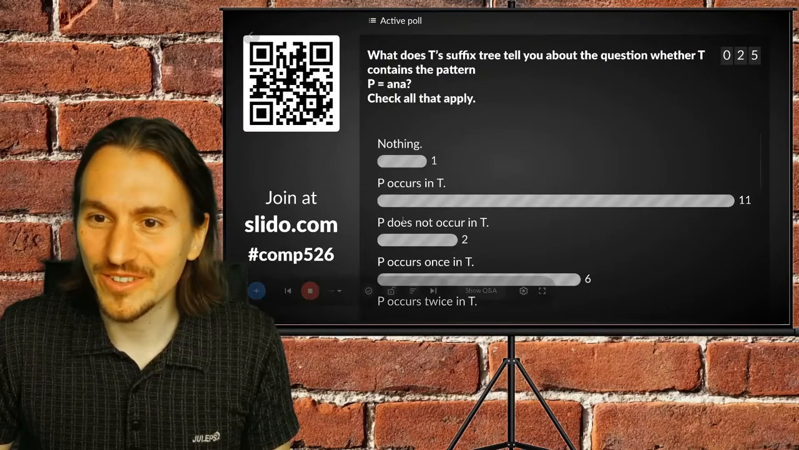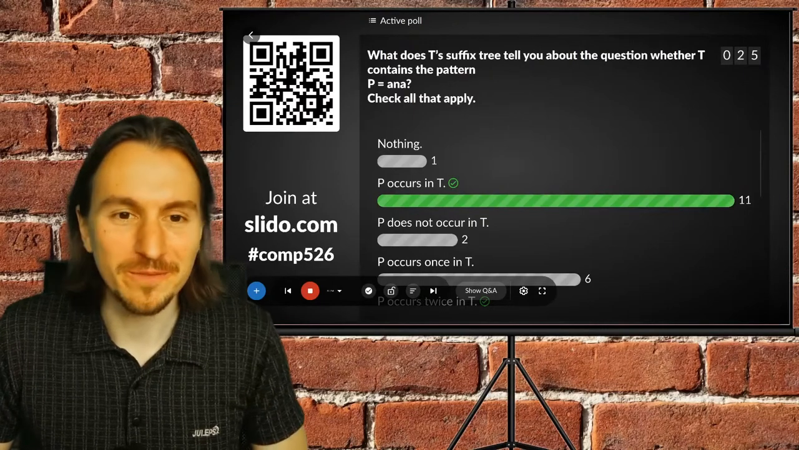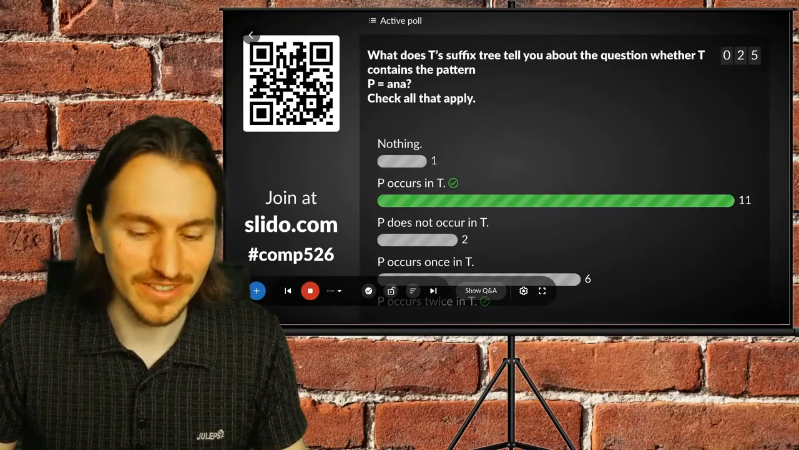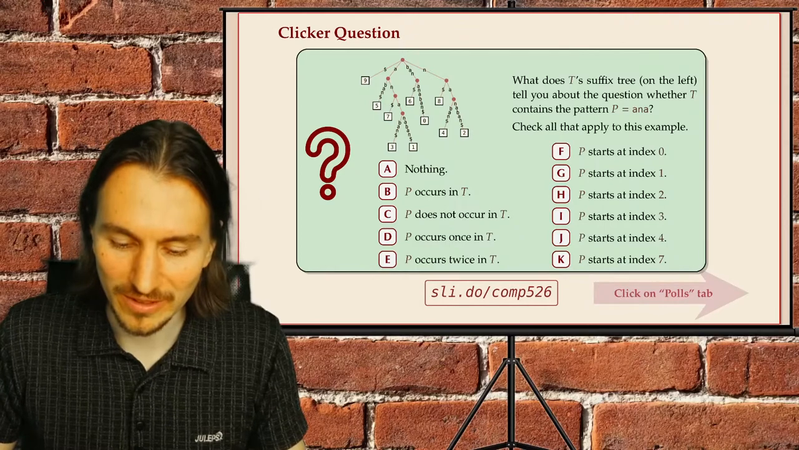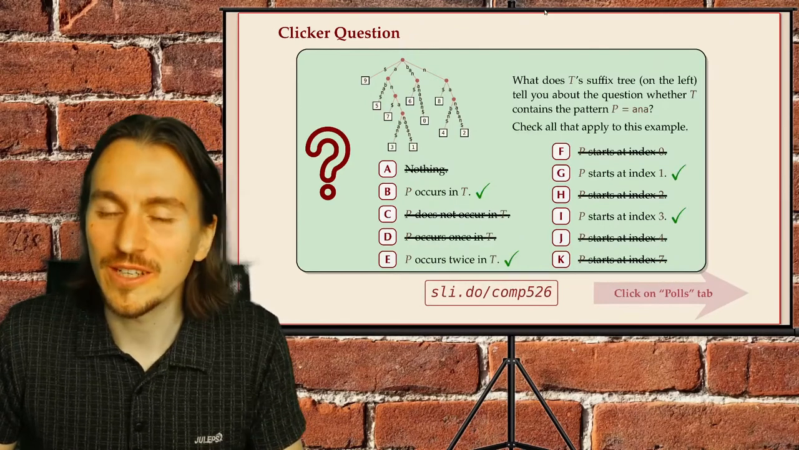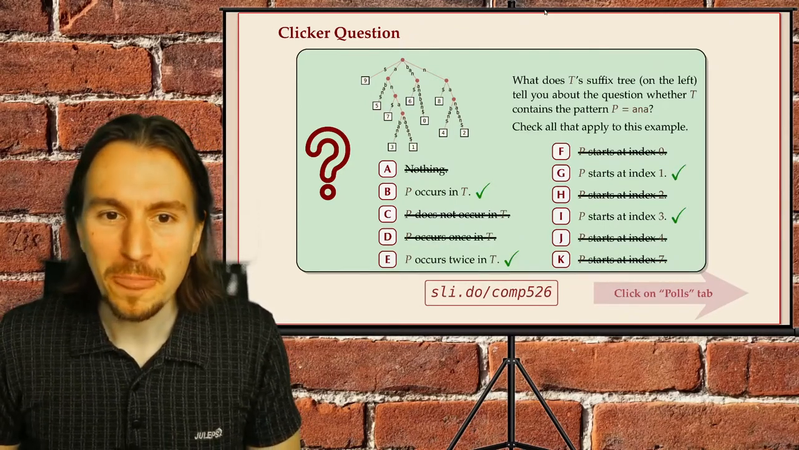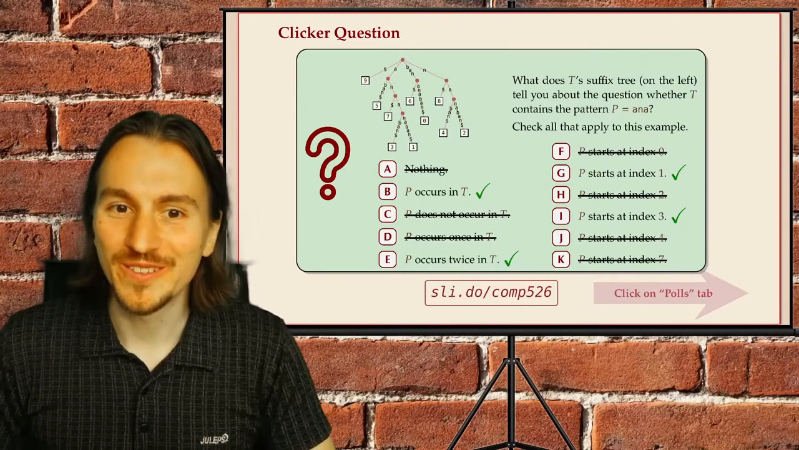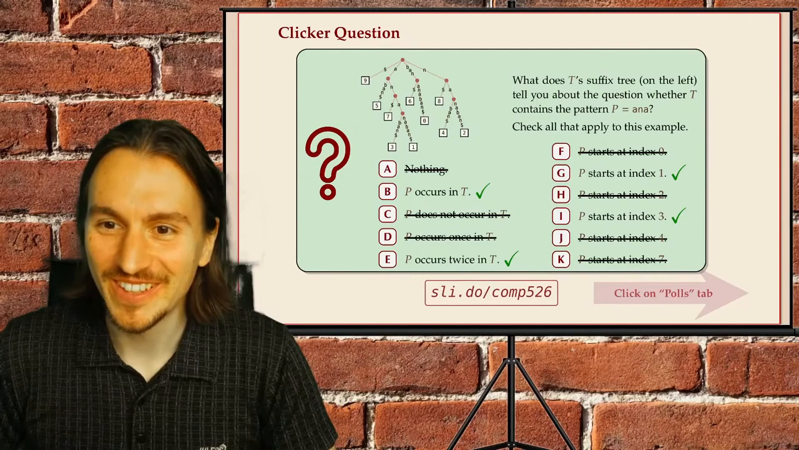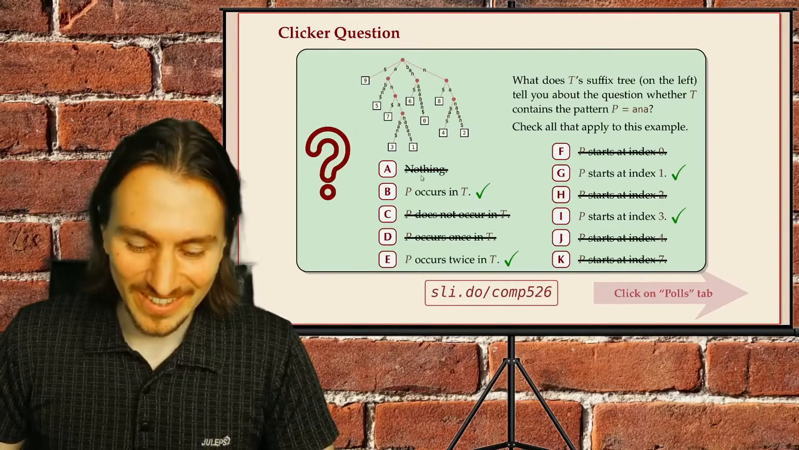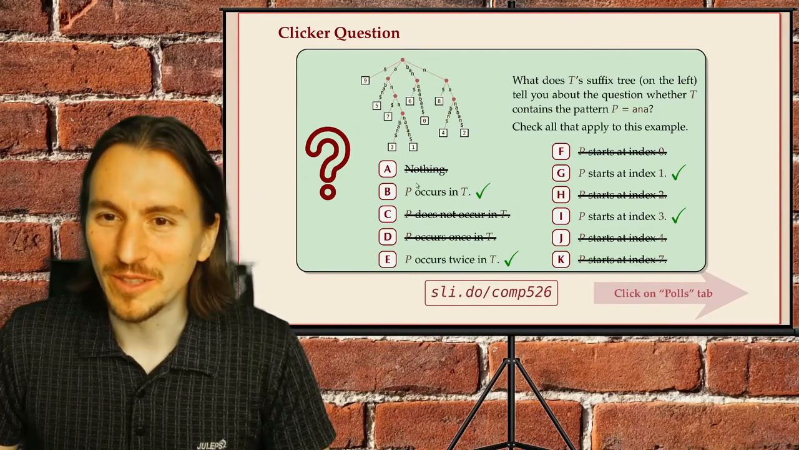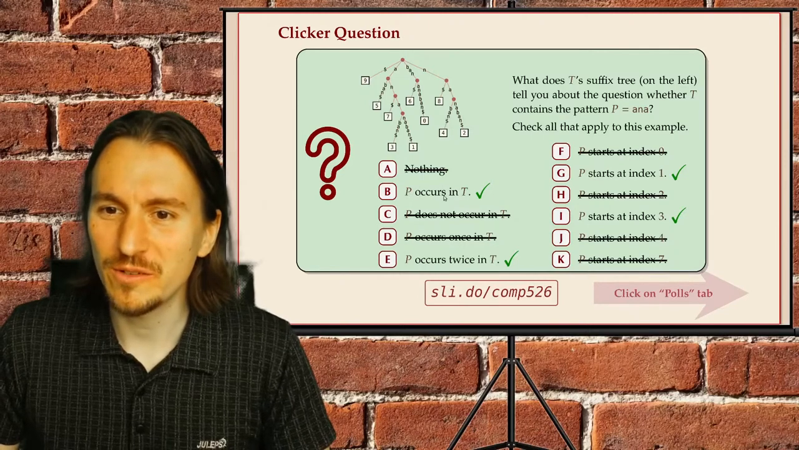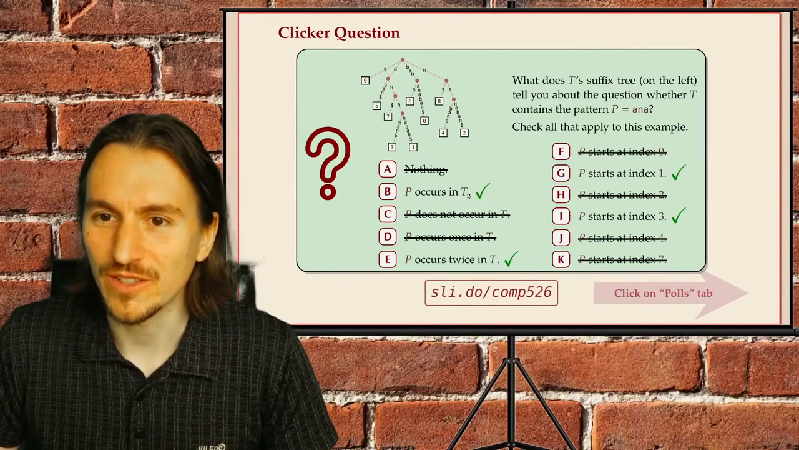I think I'll just show these and we will discuss them on the slides because it's a little nicer to have the tree alongside it. Probably should lock this now, otherwise you keep changing your mind. It doesn't tell you nothing. That would be a bit useless. It does tell you that P occurs in T in this case.